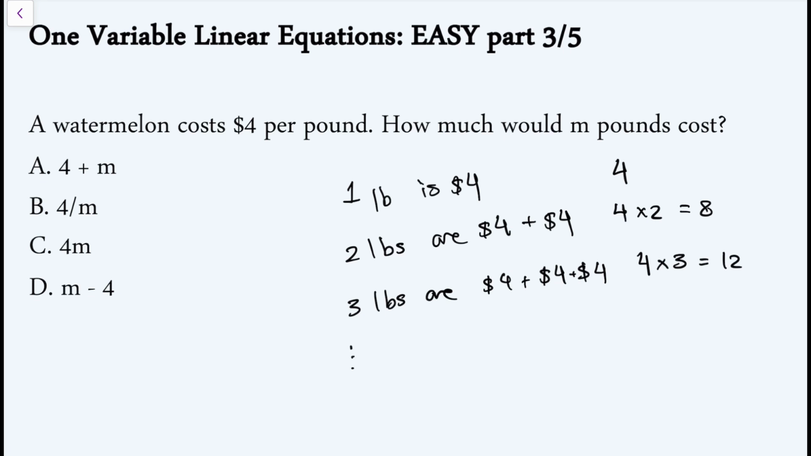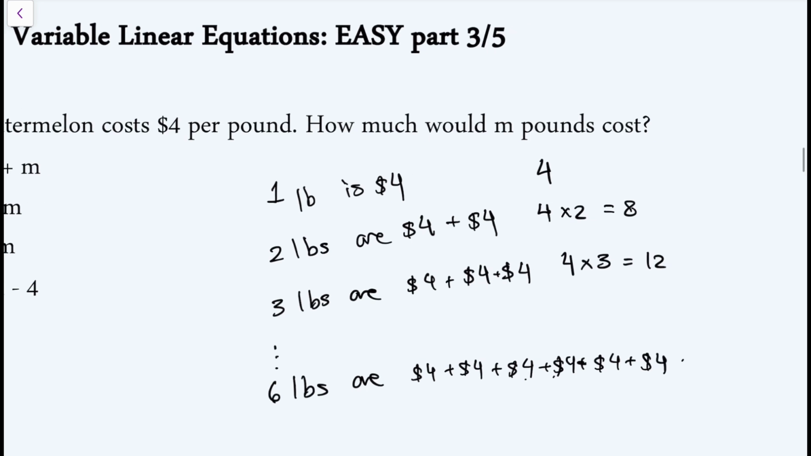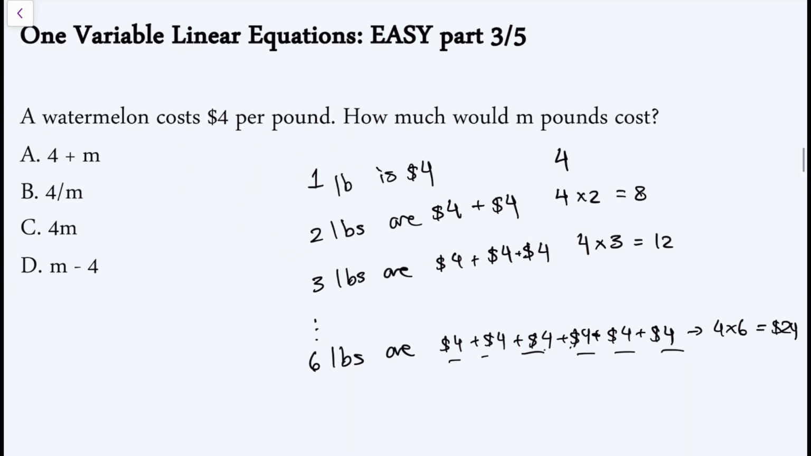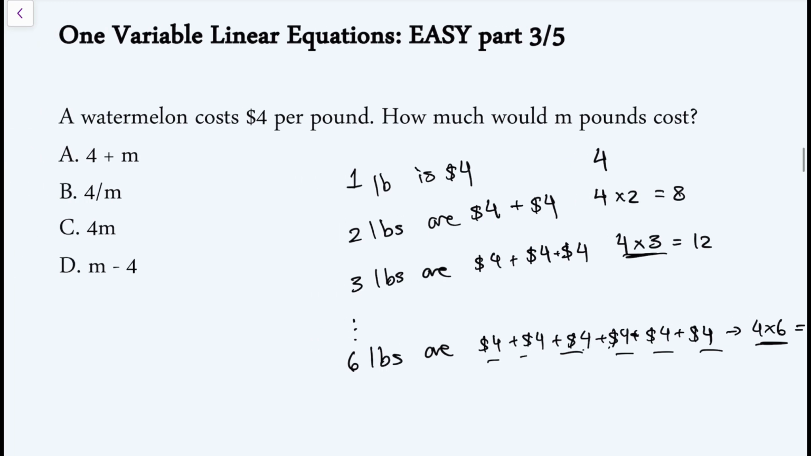We can continue this and say 6 pounds are 4 plus 4 plus 4 plus 4 plus, 1, 2, 3, 4, 5 plus 4. This is just 4 times 6, right? Because we're adding 4 6 times. So $24. So what we end up seeing is that all of these expressions have that 4 times the number of pounds.